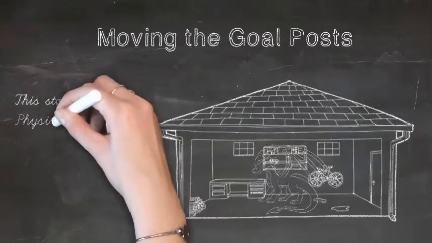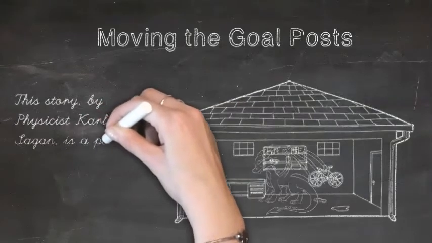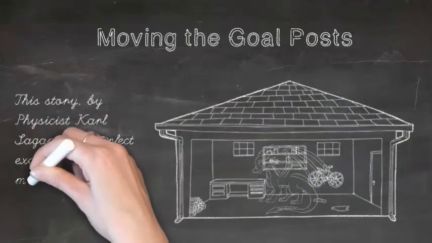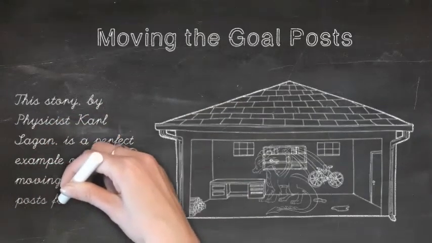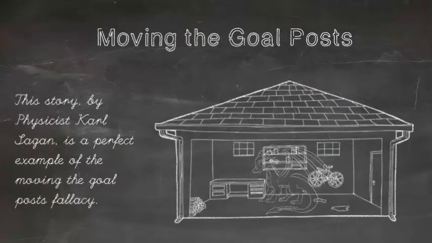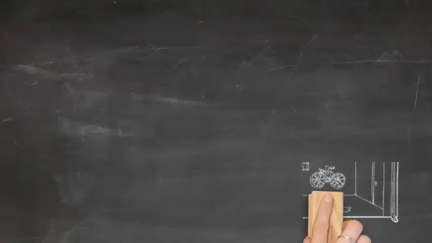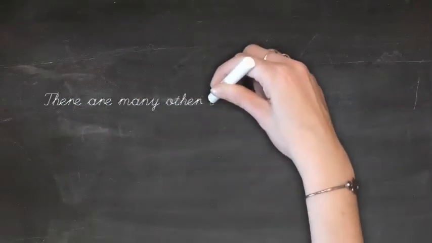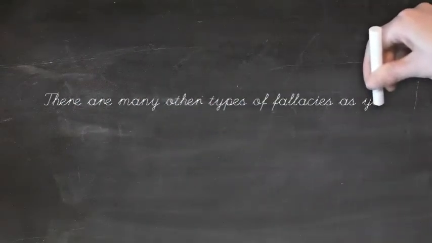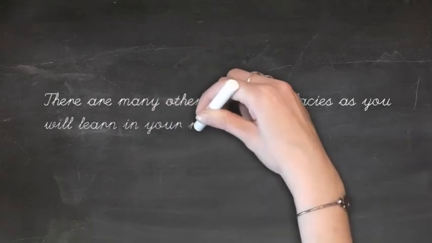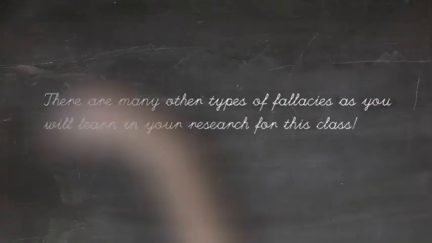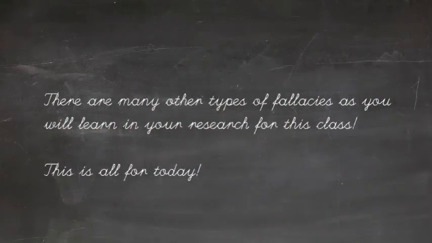The story by physicist Carl Sagan is a perfect example of the moving the goalposts fallacy. There are many other different types of fallacies that we will learn in your research for this class, but this is all for today. Bye.